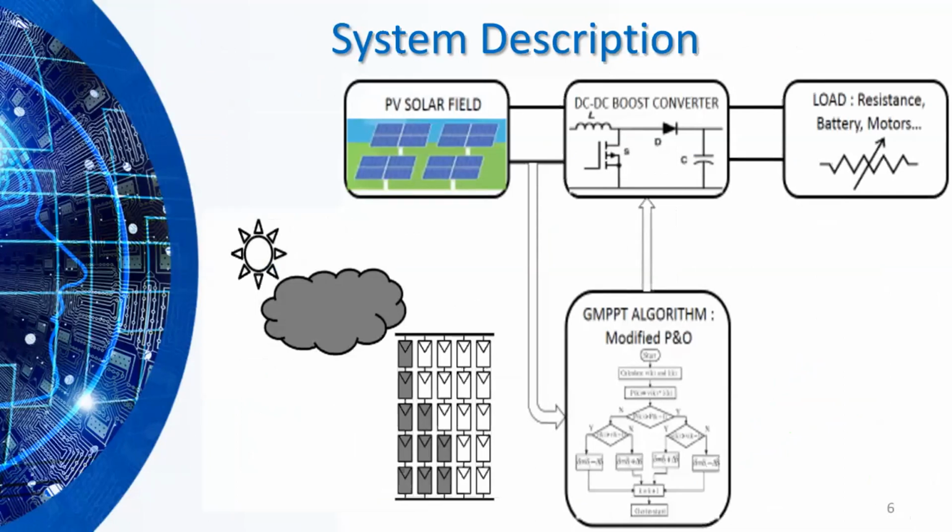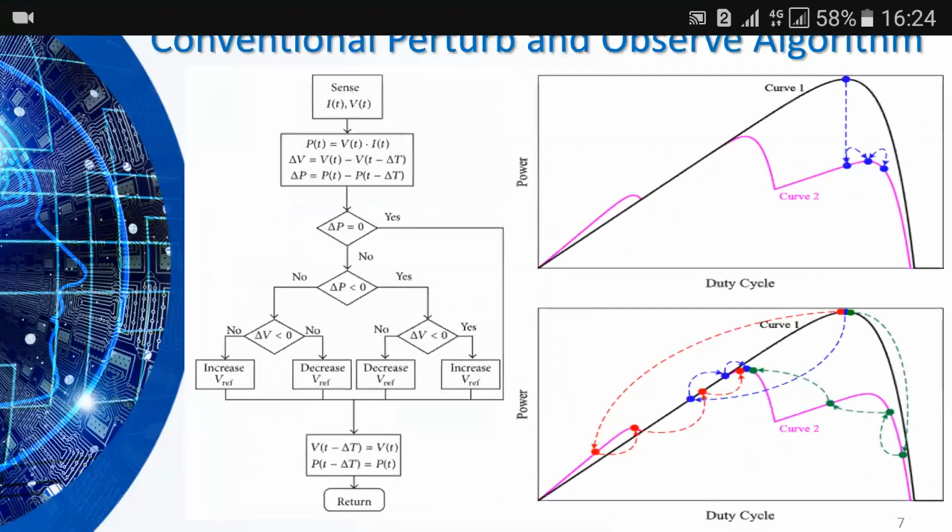So here we have the system description. The architecture of this system is constituted of the PV solar field, which consists of 4 PV modules. We have the DC-DC boost converter and the load, which is based on a resistance. Here we have the global maximum power point algorithm, which is based on a modified perturb and observe technique. First, the conventional perturb and observe algorithm.